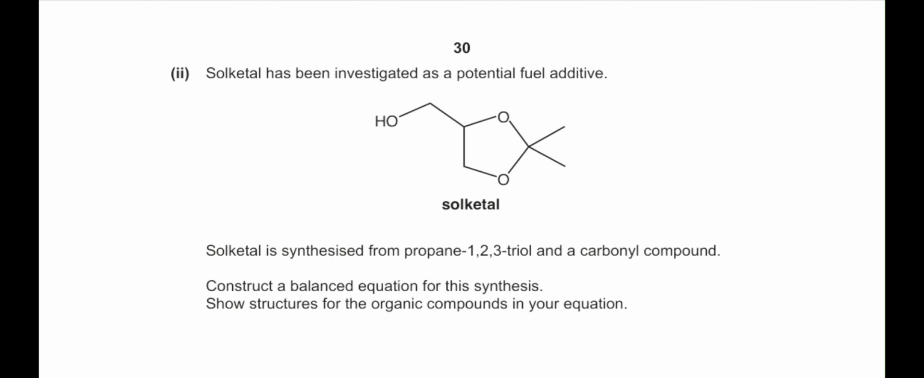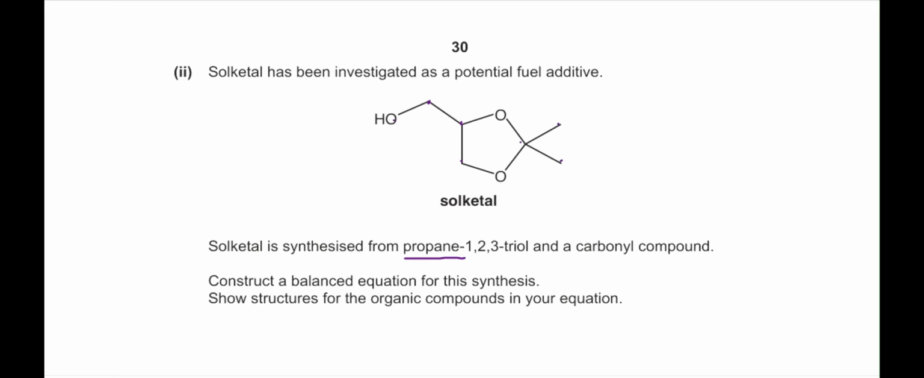Part 2. Solketal has been investigated as a potential fuel additive. Solketal is synthesized from propane-1,2,3-triol and a carbonyl compound. Construct a balanced equation for this synthesis. Show structures for the organic compounds in your equation. Before we actually write out the final equation, let us investigate what should be the second reactant. We are told that it is a carbonyl compound, hence it should be bringing in the required number of carbon and oxygen atoms to make up the final product solketal.